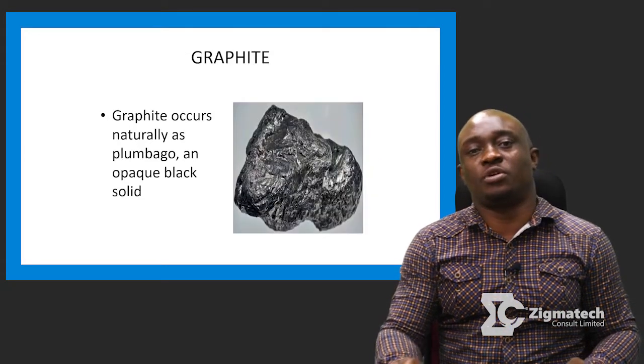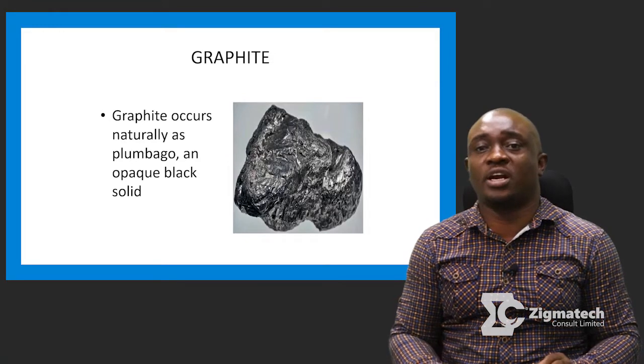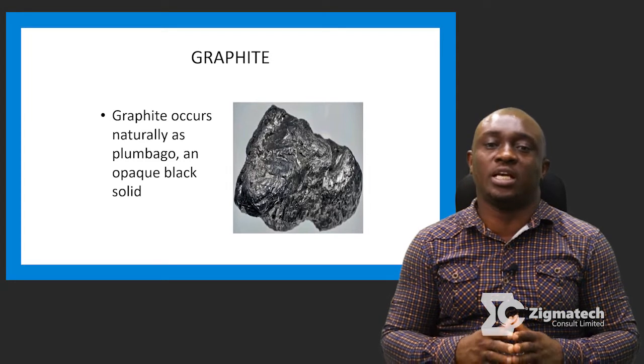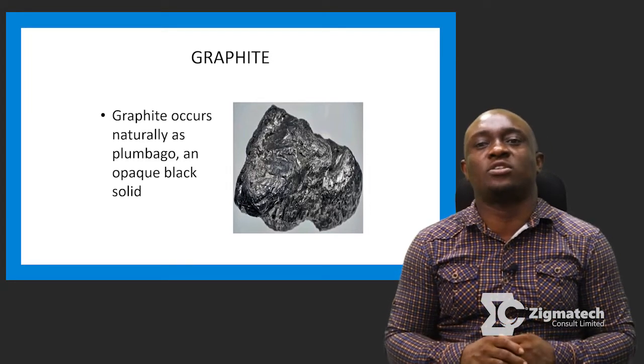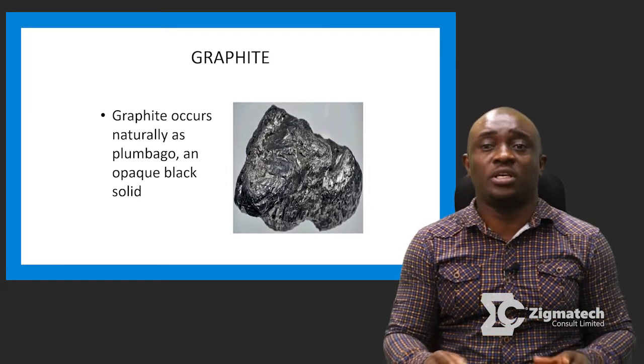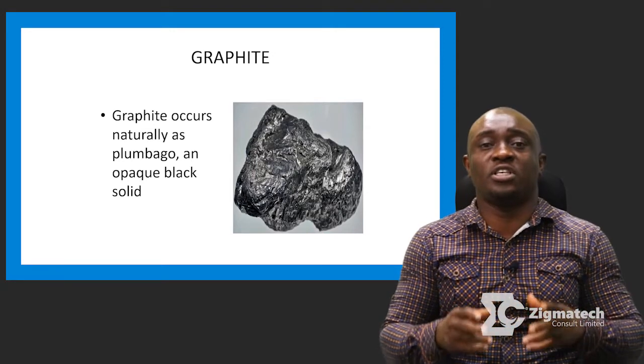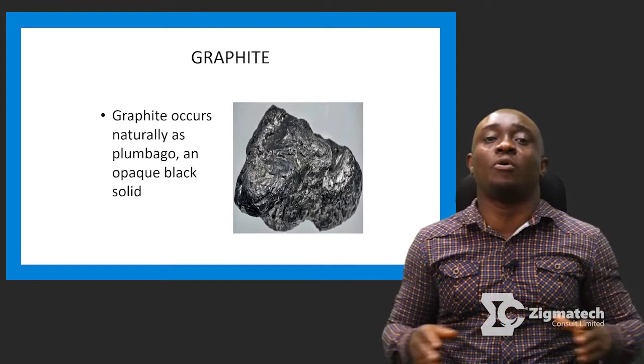We go into graphite. After diamond is graphite. Graphite occurs naturally as plumbago, an opaque black solid. As you can see from the screen, that's a sample of graphite, and this picture is very clear. If you see graphite in its raw form, this is how it appears.